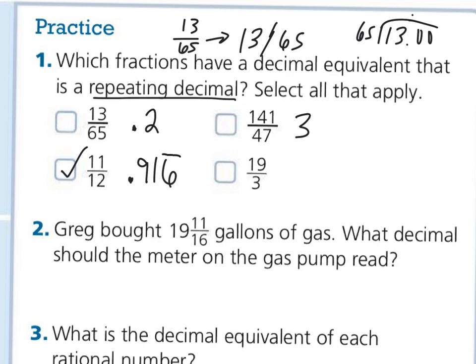And finally, 19/3. So this would be 6.3 repeating, and so that would be a repeating decimal.